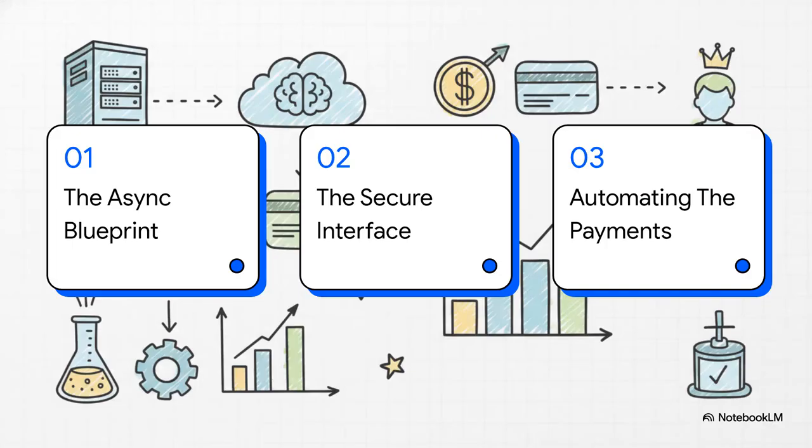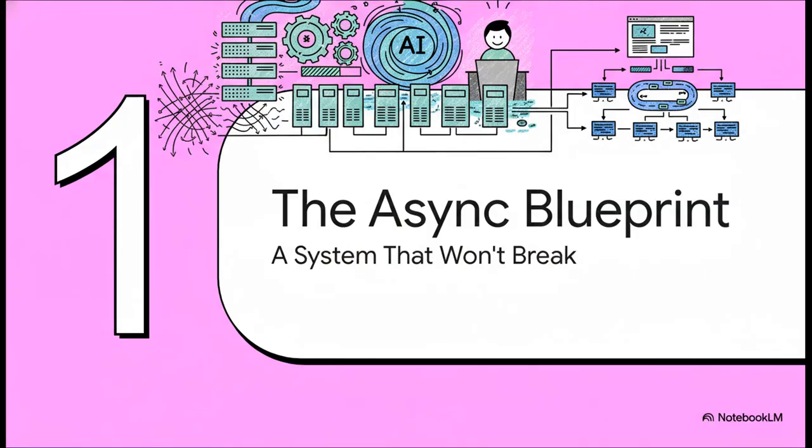So, here's our game plan. We're going to tackle this in 3 big steps. First, we'll design the back-end architecture, what we're calling the asynchronous blueprint. Then, we'll build the secure front door for our users. And finally, we'll get into the good stuff, automating payments to turn this whole thing into a real self-sustaining business. All right, let's start with the foundation.